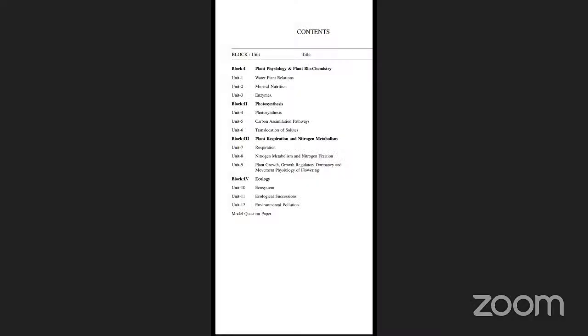So if we want to just pass marks only, you have to select any two easy blocks, either block one or block three, block one, block two, block one, block four, as you wish. But for getting a good score, you should read each and every block.